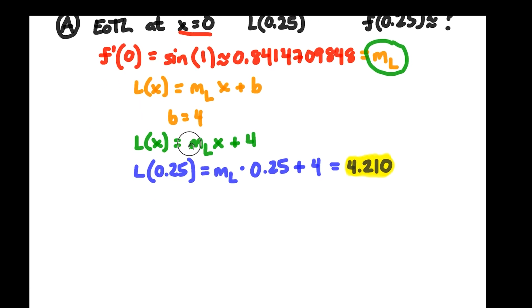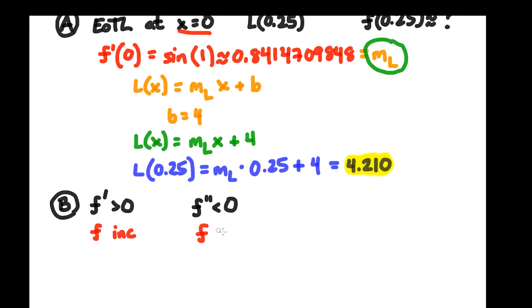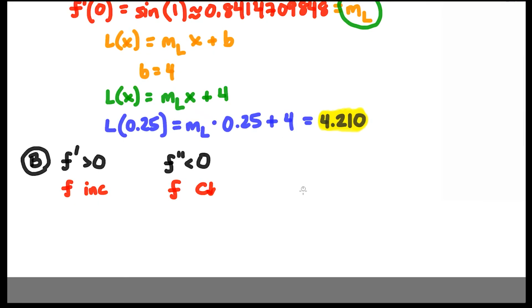So what I'm gonna do here is write down everything that it says. The first derivative is positive, and the second derivative is negative. If we translated this, this would mean that f is increasing and that f is concave down. Both of these things are true on the interval from 0 to 0.25 inclusive.